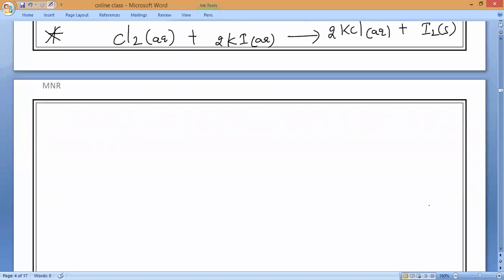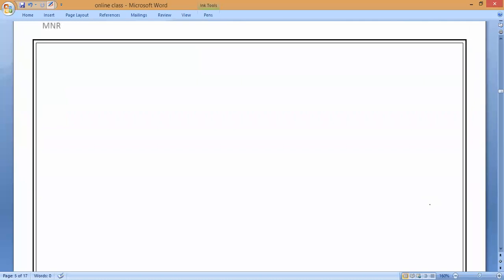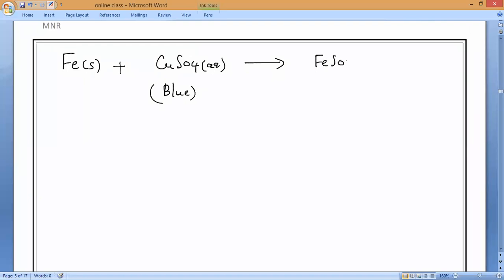Now, if we take one example with an activity we have to perform, that is the reaction between iron and copper sulfate. Can you tell me what the reaction is? Iron, which is in solid state, will react with copper sulfate, which is in aqueous state. What will happen, guys? Iron sulfate plus copper. Iron sulfate is in what color? Green color, plus we are going to get copper, which is in solid state.